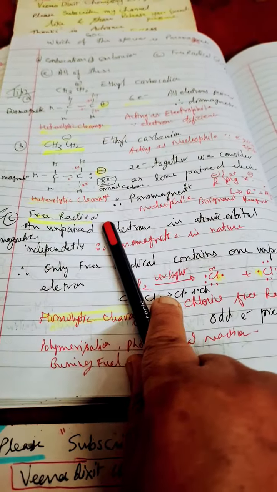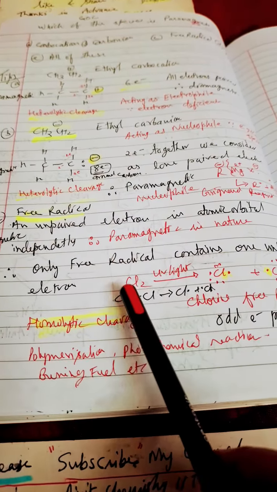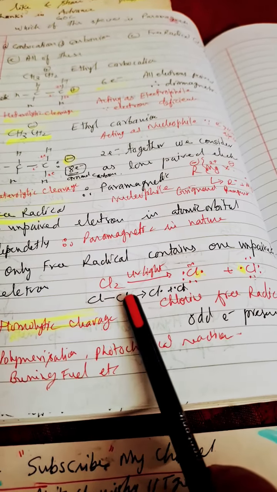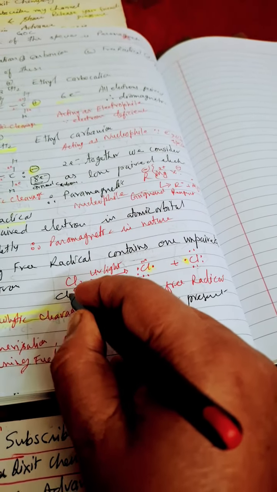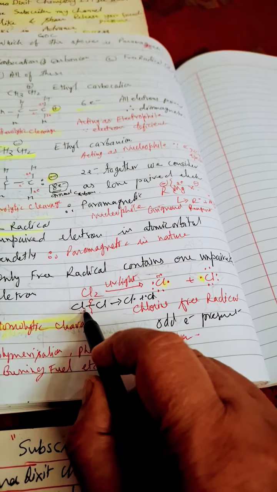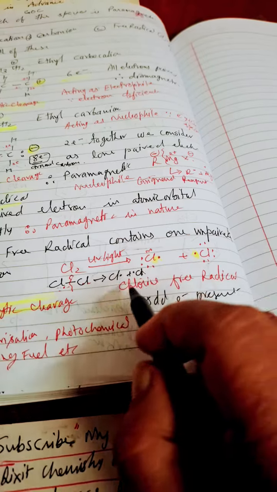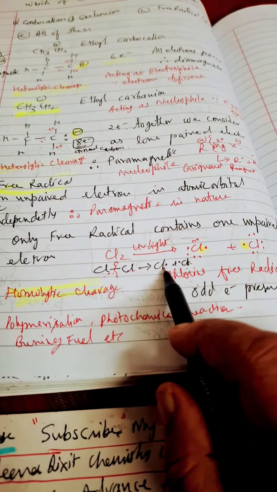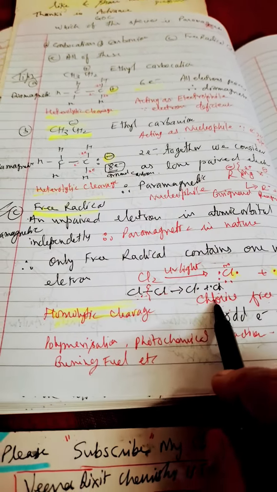Now we go to free radical. From the name itself, it is understood. When Cl2 reacts in the presence of UV light, there is one bond between chlorine and chlorine, and then there will be homolytic cleavage. This bond is made by the contribution of two electrons, one electron from each chlorine. Each will take its own electron, and they will form two chlorine free radicals. It means each has one unpaired electron. That is why we call it a chlorine free radical, and it is paramagnetic in nature.